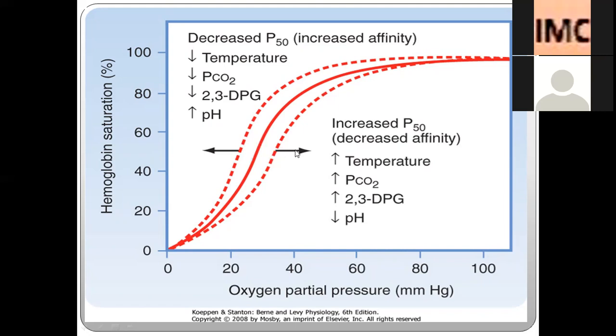So these are the metabolic processes occurring inside the body. As per our metabolic requirement, the curve will be shifting. That means it will cause the release of oxygen as per the requirement of the body.